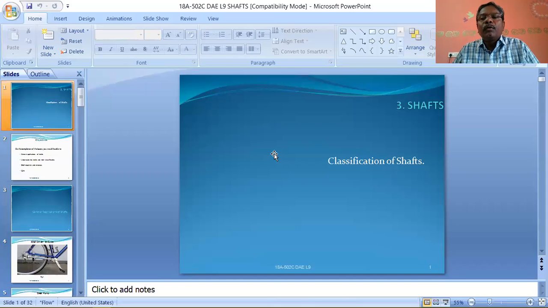So with this, friends, we concluded today's lesson, the introduction to the shafts. In this, we discussed what is meant by shafts, axle, and spindle, the classification of shafts, materials and their properties, manufacturing techniques of the shafts, and also the stresses. So thank you one and all.